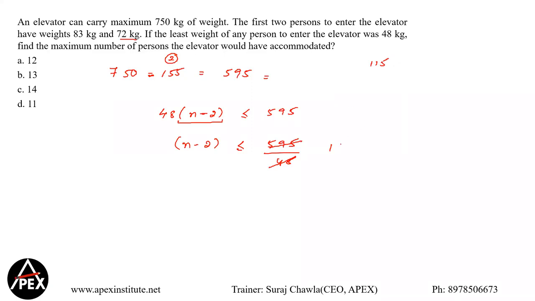Can I go with 48 into 2? 48 2s are 96, sorry. 48 3s will be 144, something like that. So 12 point something, I know that for sure. So if n minus 2 is less than or equal to 12 point something and n should be an integer, I can say n minus 2 is equal to 12. If n minus 2 is equal to 12, the value of n is equal to 14.